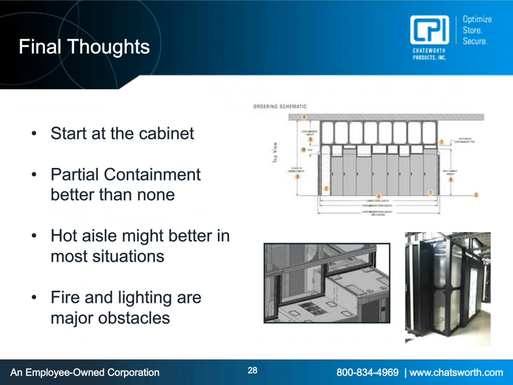And so the final thoughts, and this is it. Start at the cabinet. Partial containment is better than none. Hot aisle might be better in most solutions, so check on that. And your lighting and your fire suppression are going to be your major obstacles. So check those out first and check your codes in your local jurisdictions on what you have to do for fire and lighting. And that should be it. Carl?